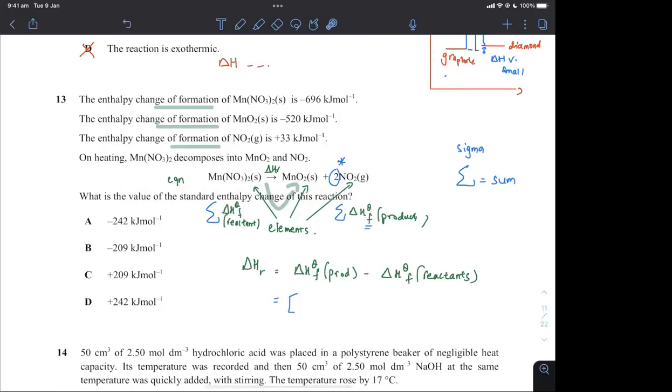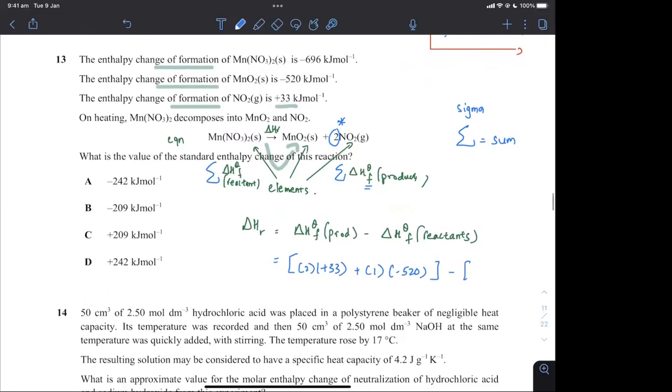For forming 2 mole, I need 2 times plus 33, because I am forming 2 mole of the substance. I'm forming 1 mole of the MnO2. So I write down my working and I go very clearly on my calculator, and I'm forming 1 mole of that manganese(II) nitrate. I use brackets. Brackets are very important. This is for the product side. So 2 times plus 33 plus 520 negative times 1. I get minus 454 minus, and then minus 696.